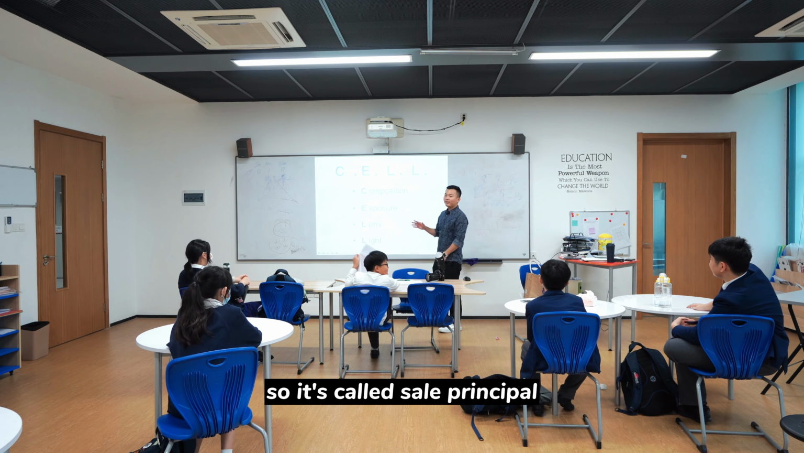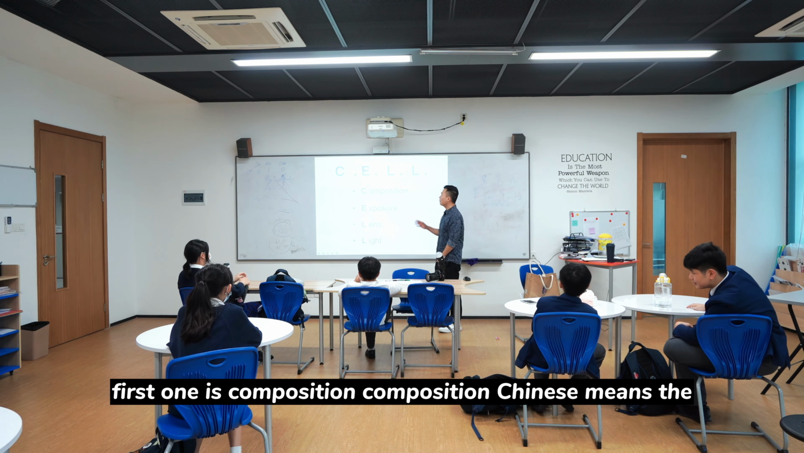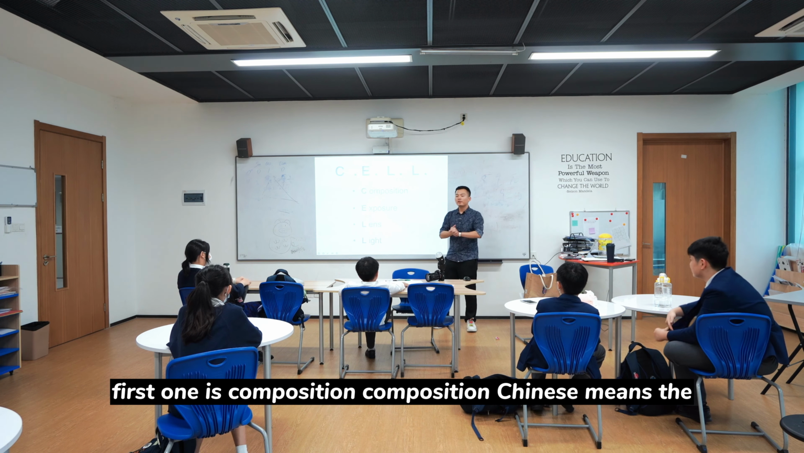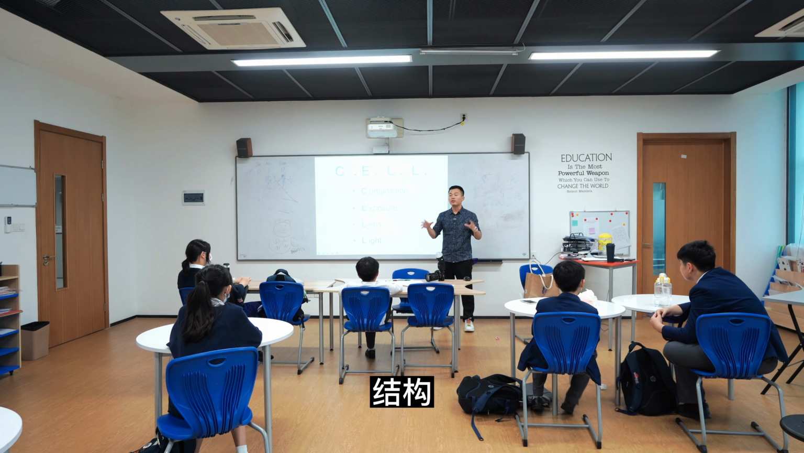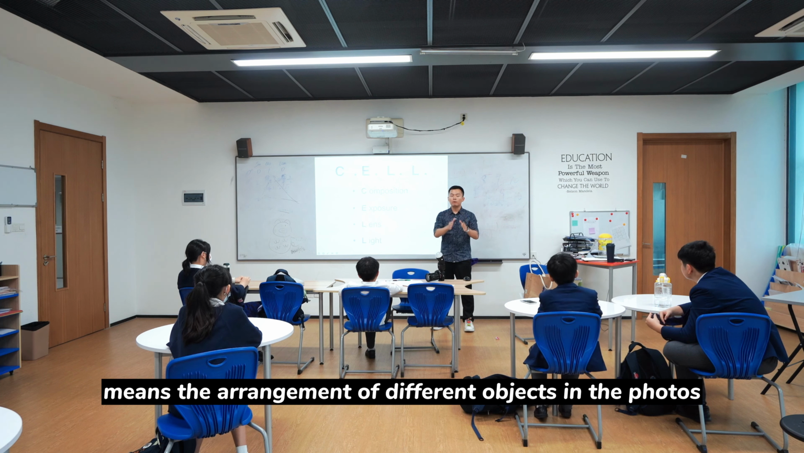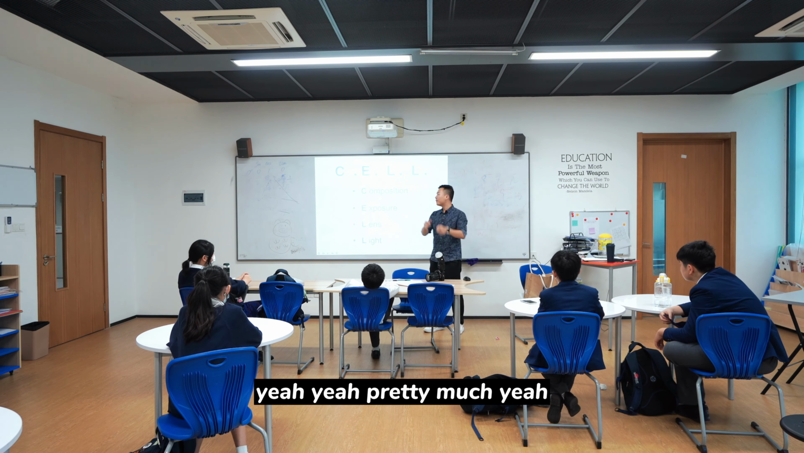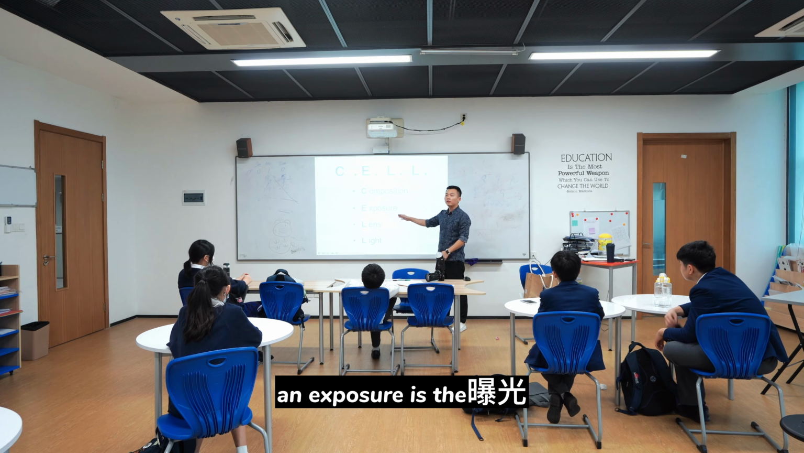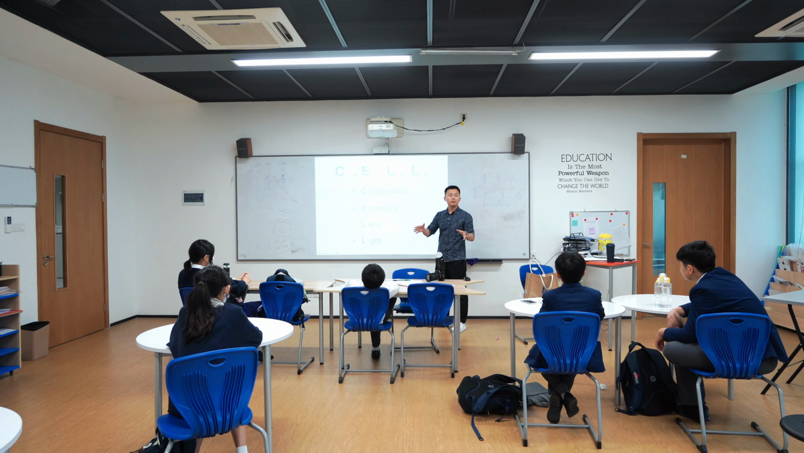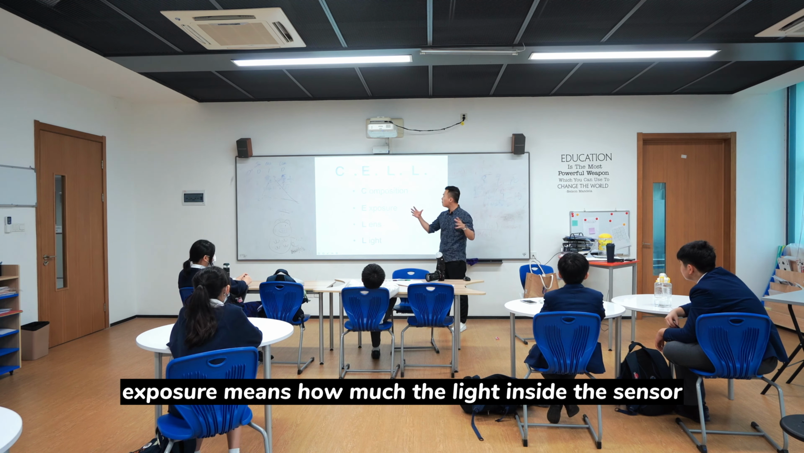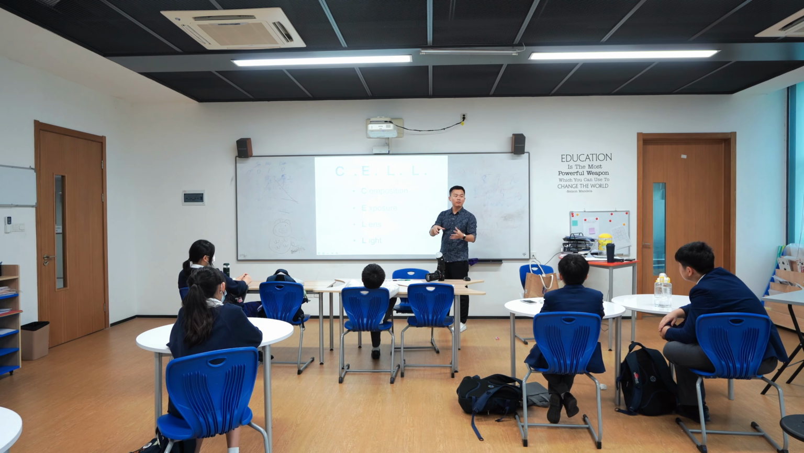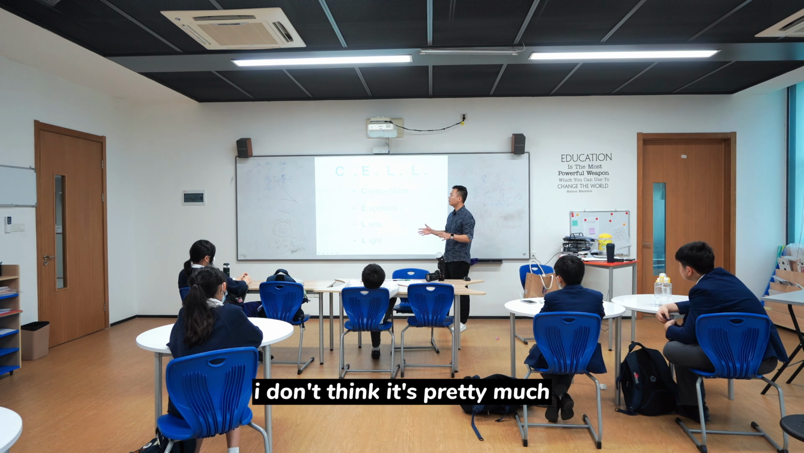So it's called the SEAL principle. First one is composition. Composition in Chinese means 结构, the arrangement of different objects in the photo. And exposure is 曝光. Exposure means how much light goes into the sensor.